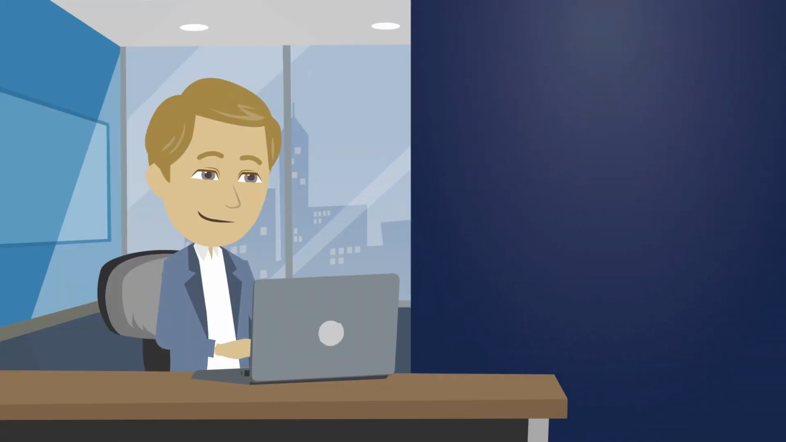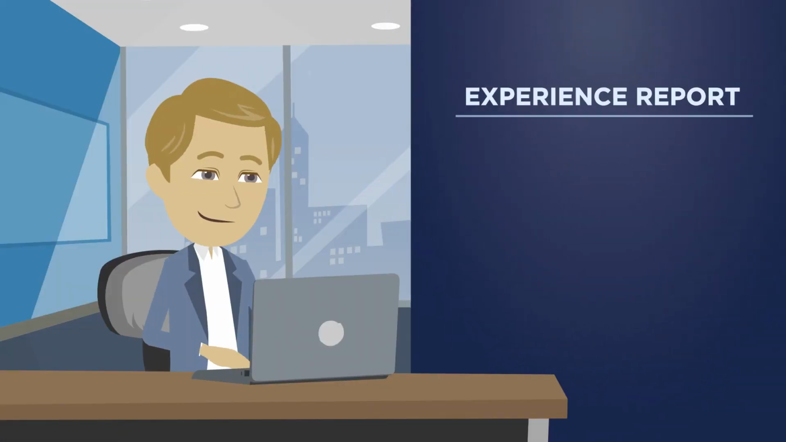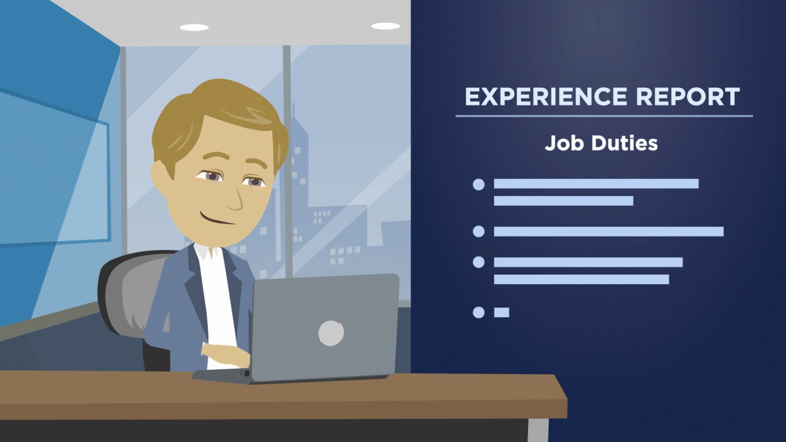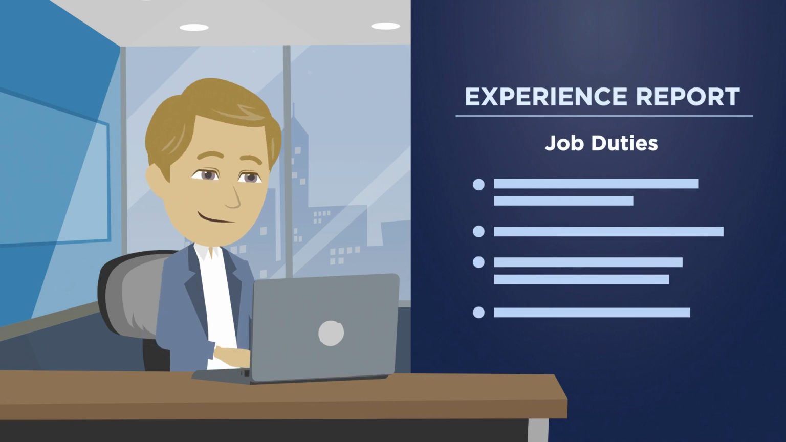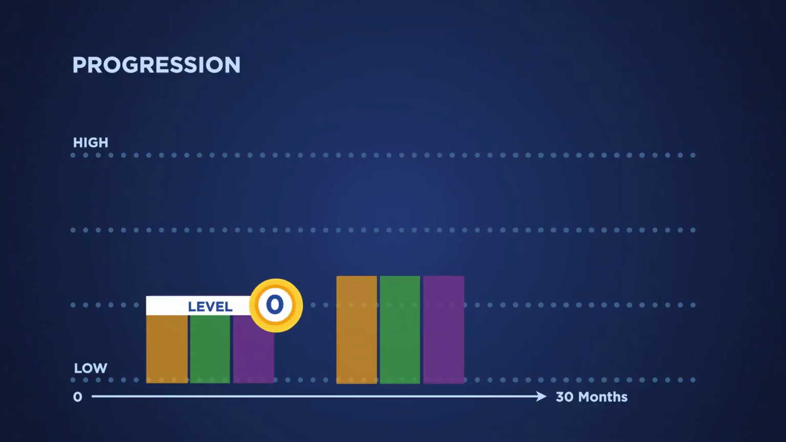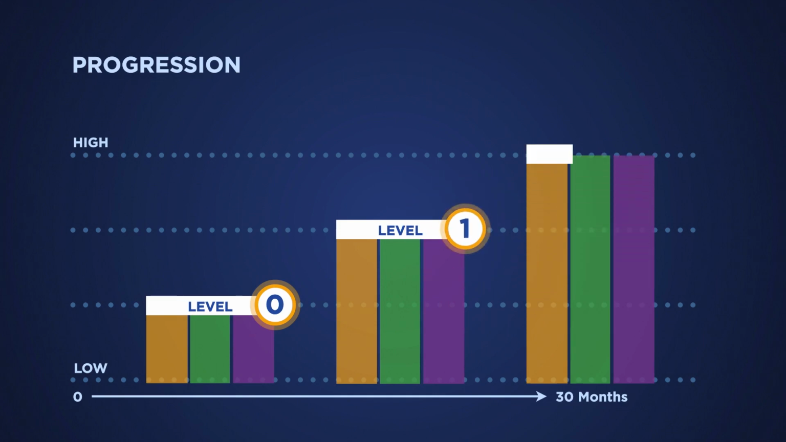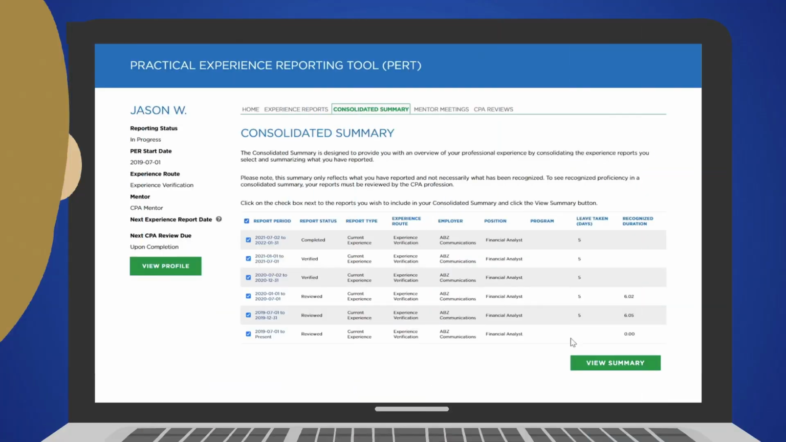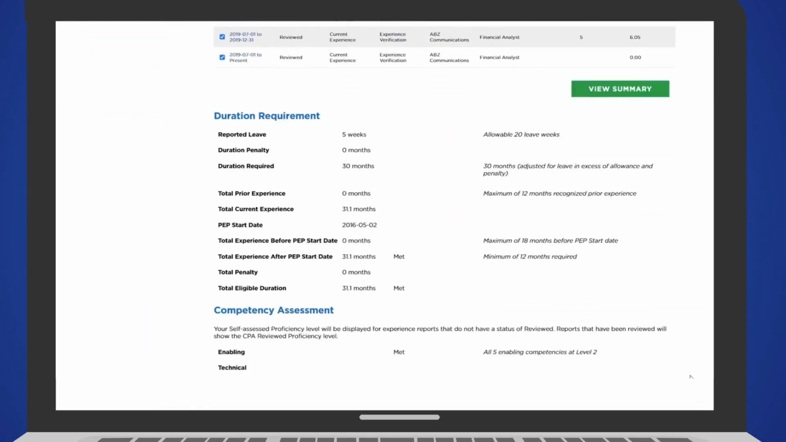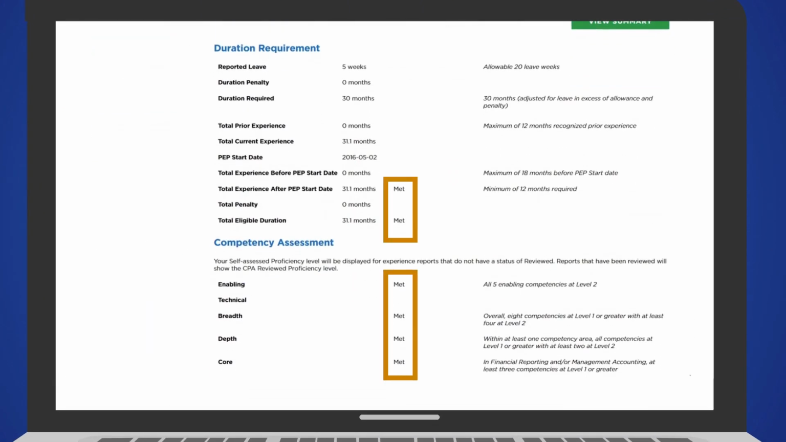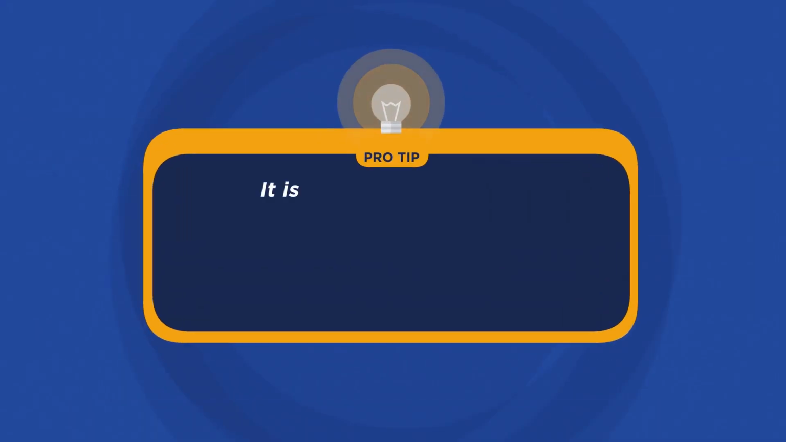First, he completes his final experience report in PERT. He documents the duties he has performed in the last 6 months and ensures he has demonstrated progression in his technical and enabling competencies. Then, he runs the consolidated summary for all experience reports to confirm that he has met the practical experience requirements.